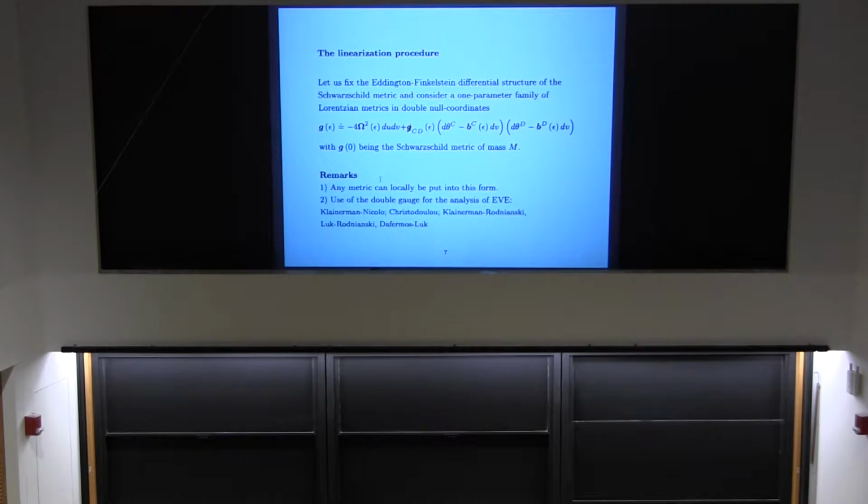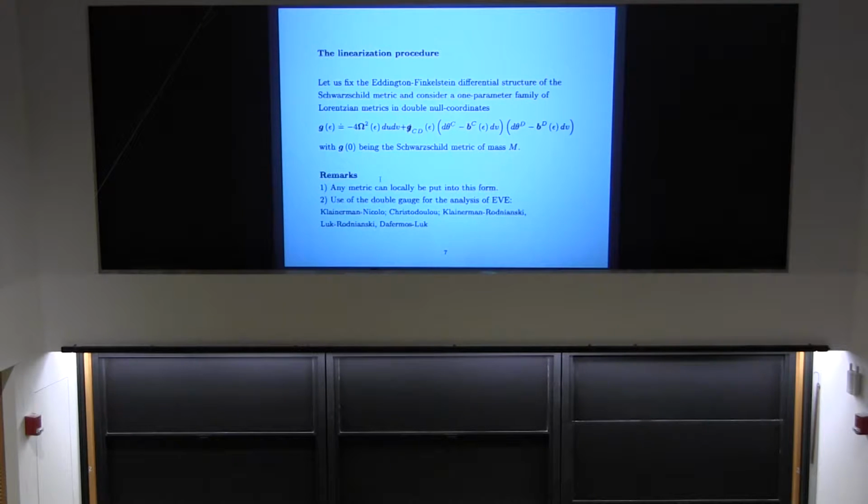Let's go back to the Schwarzschild metric, which can also be written in double null coordinates, so-called Eddington-Finkelstein coordinates. Let's fix these U, V coordinates of the Schwarzschild family, and consider a one-parameter family of Lorentzian metrics, which we express in double null coordinates. So clearly U and V here are null coordinates. Constant U is null and constant V is null, and they intersect in spheres with metric g-slash, which of course is no longer the round metric as it is for Schwarzschild.